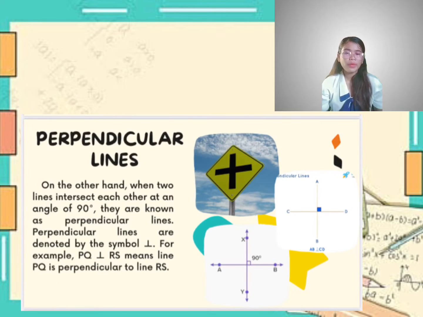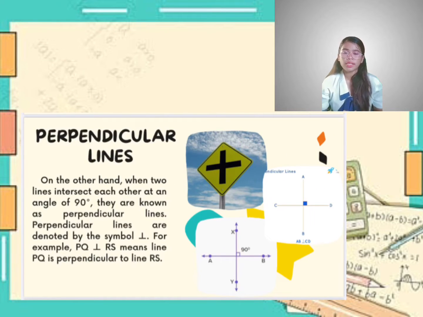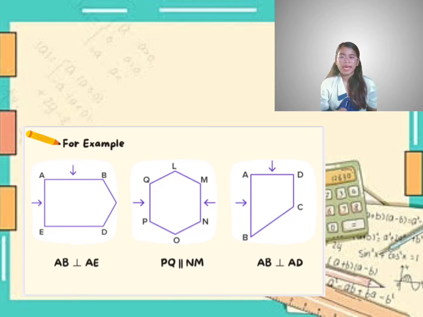On the other hand, when two lines intersect each other at an angle of 90 degrees, they are known as perpendicular lines. Perpendicular lines are denoted by this symbol. For example, PQ is perpendicular to RS. Another example is AB is perpendicular to AE, PQ is parallel to NM, AB is perpendicular to AD.